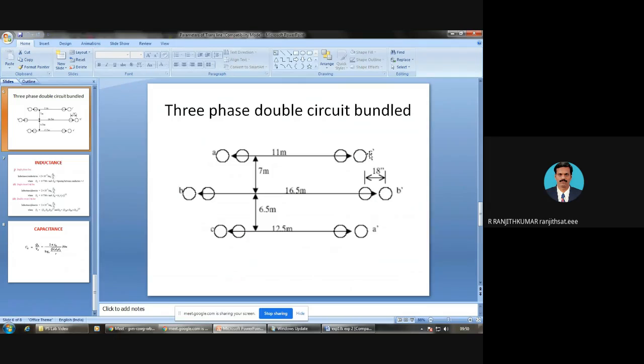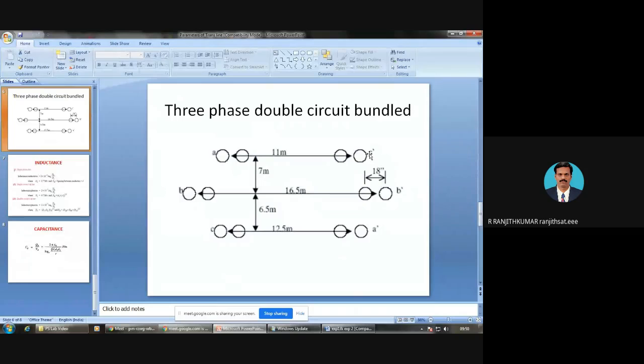What is the need for transposing, Kanna? Why are we going for transposing? Okay, in order to improve the inductance, we are going for transposing.